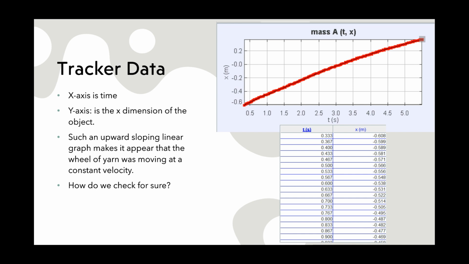And now this is my data. The x-axis represents time, the y-axis represents the x dimension of the object over time. With such an upward sloping linear graph, it makes it appear that the wheel of yarn is moving at a constant velocity. But how do we check for sure?